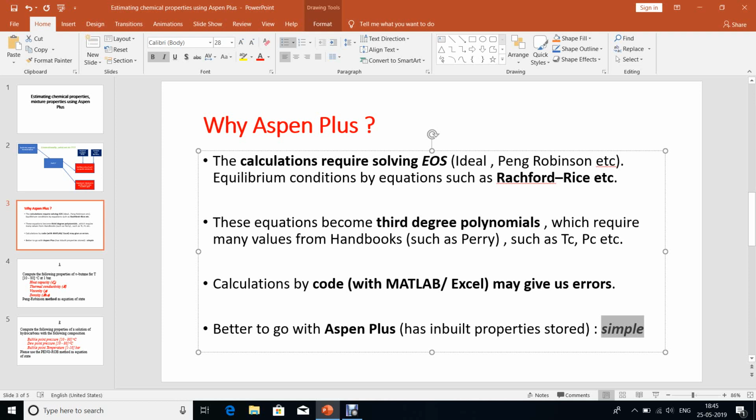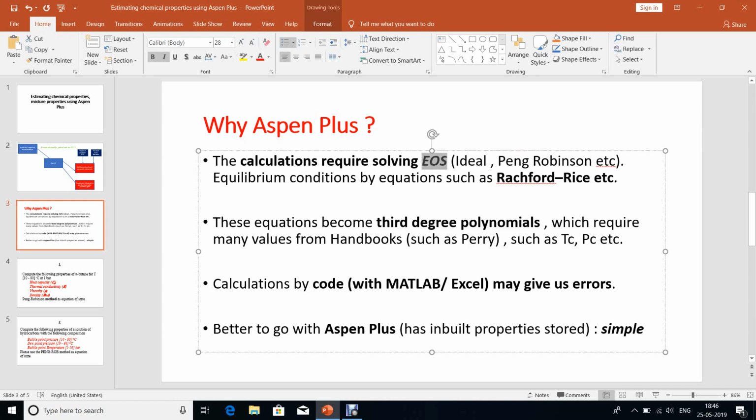And as I said, the method in Aspen Plus is very simple, as compared to what? As compared to the conventional approach, in which we do coding with the help of MATLAB and Excel sheets. And in those, what do we solve? We solve third degree polynomials in case we want to have solution properties. And what are those third degree polynomials? These are nothing but, as I said, equations of state.